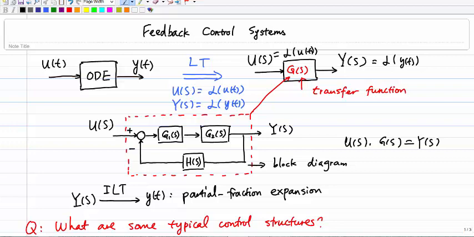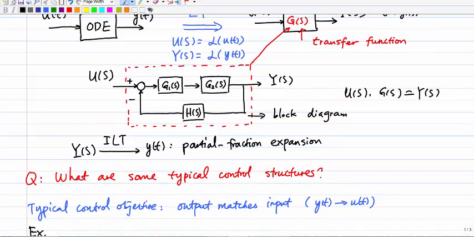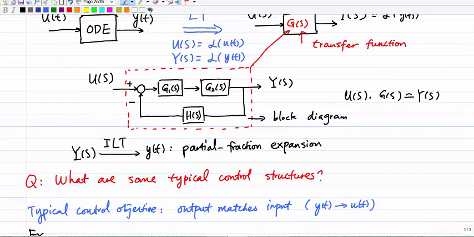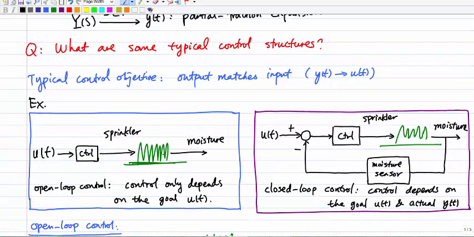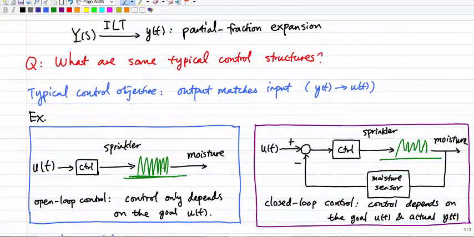All right. So the next question is, what are some typical control structures? We'll now move a little more into the topic of how we design the control system. Before talking about very specific control design concepts, let's talk about two high-level concepts in terms of control structure. One is called open loop control. One is called closed loop control.